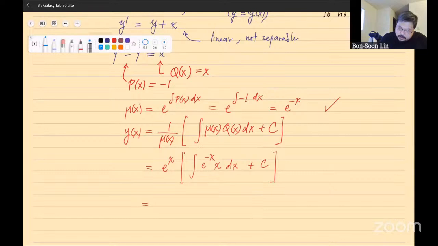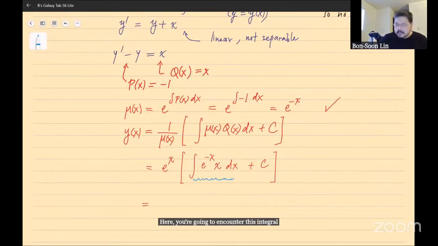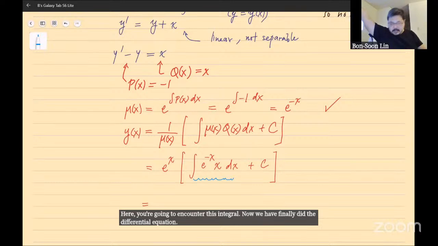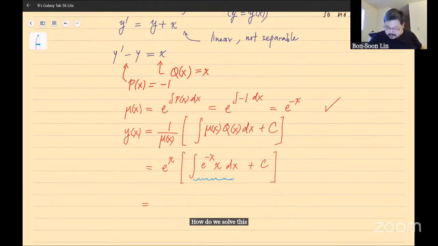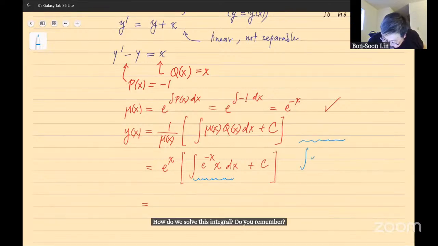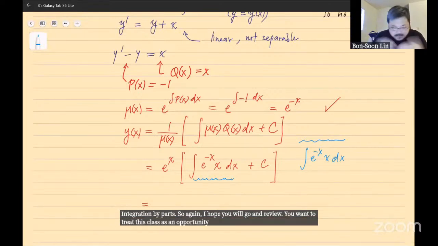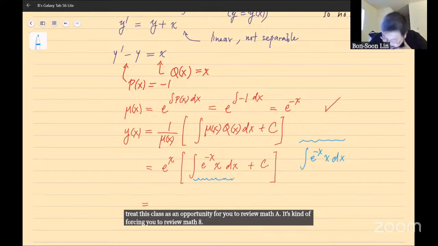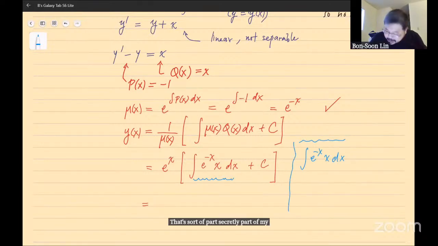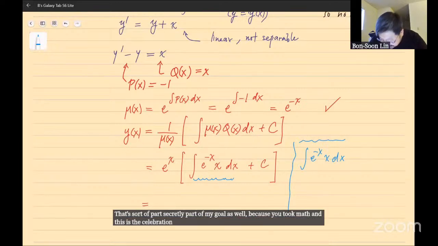Here, you're going to encounter this integral. Now we have finally done the differential equation part. How do we solve this integral? Do you remember? By parts. Integration by parts. So again, I hope you will go and review. You want to treat this class as an opportunity to review Math 8. It's kind of forcing you to review Math 8. That's sort of secretly part of my goal as well, because you took Math 8 and this is the celebration, a victory lap. So I'm going to do by parts. I don't know how you do by parts. I'm just going to do it my way.